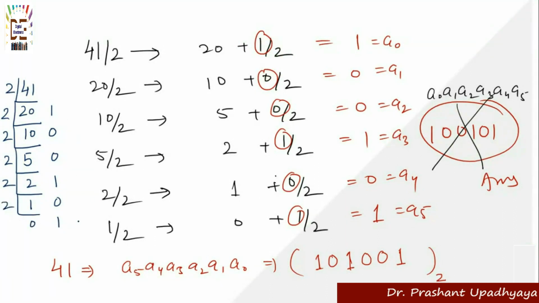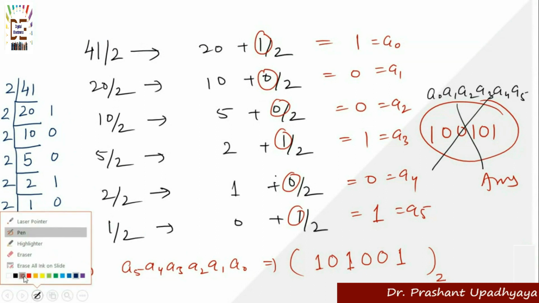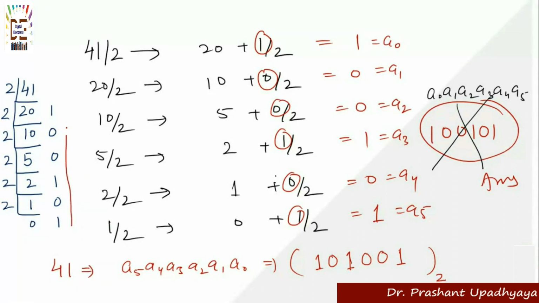So you can see again, now what you are doing is taking it in reverse order. So you can see 1 0 1 0 0 1. So is this concept clear to you? Okay, so take any number, just divide it by its base, and you will get the answer.